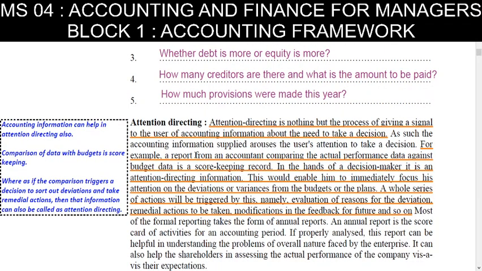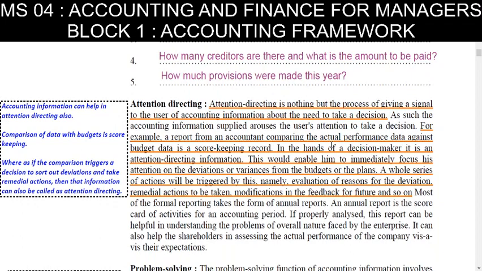Okay, the second aspect of accounting information is attention directing. Accounting information can help in attention directing also. Okay, what does attention directing mean? It is nothing but the process of giving a signal to the user that a decision needs to be taken. Once you see the information, you have to take a decision.